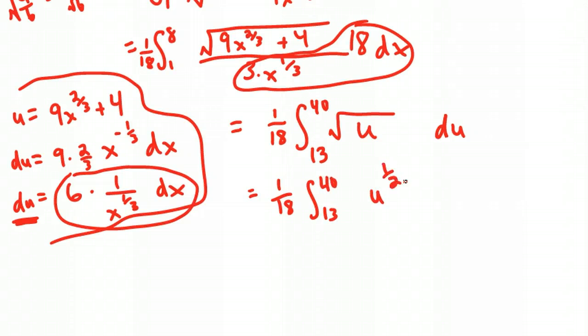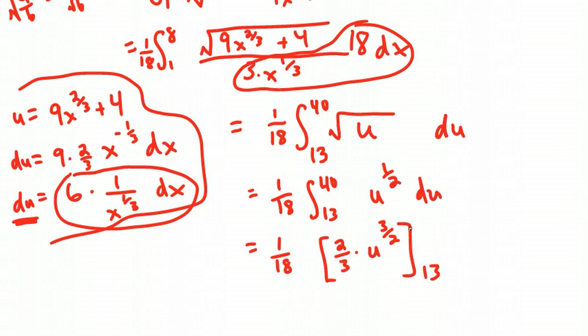And remember, the square root of u is u to the 1/2 power. And the integral of u to the 1/2 power would be u to the 3/2 power, right? 1/2 plus 1 is 3/2, because it's 1/2 plus 2/2. Now over 3/2 is the same thing as multiplying by 2/3. Okay, and then we can go from 13 to 40.